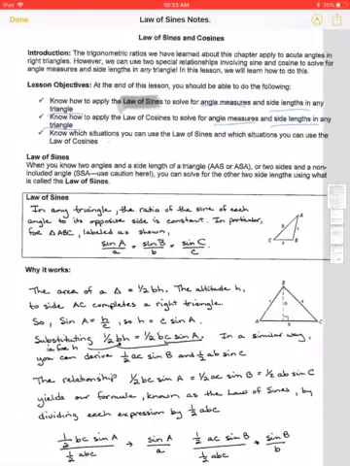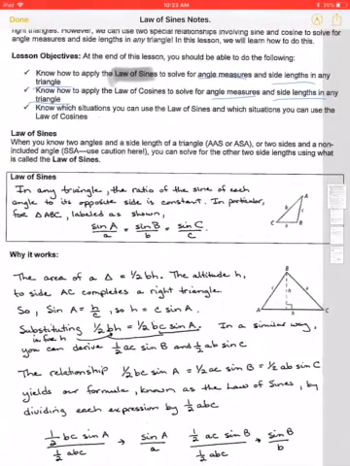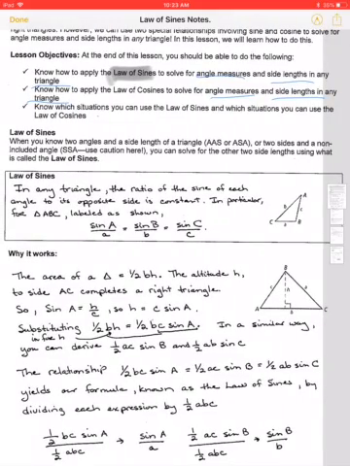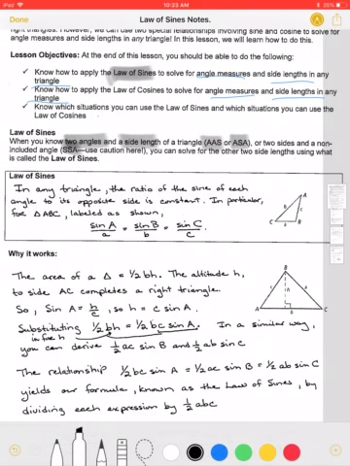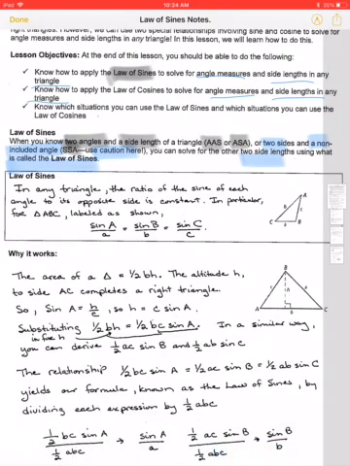Let's do this. So this is saying that if we have an opportunity in a triangle to have two angles and a side length, considered angle, angle, side, or angle, side, angle, or another option we can come across, we can have two sides and a non-included angle, referred to as SSA. Be careful there. We can solve for our two side lengths using what is called the law of sines. So this is helpful when we're missing side lengths.